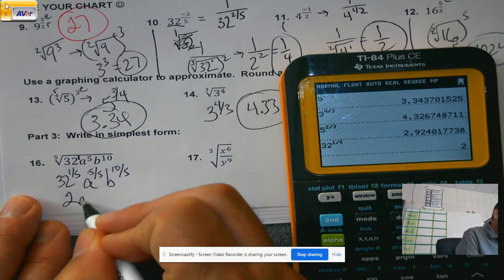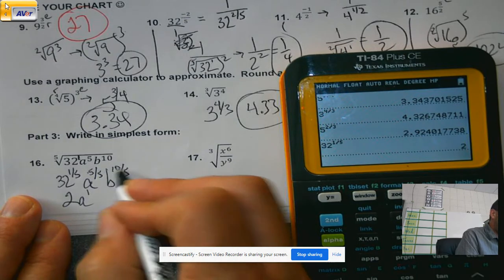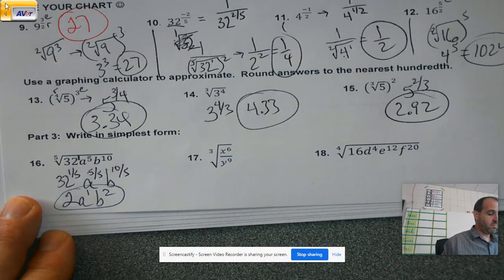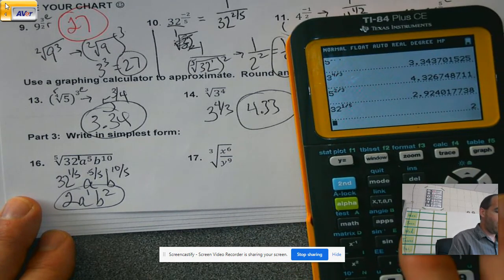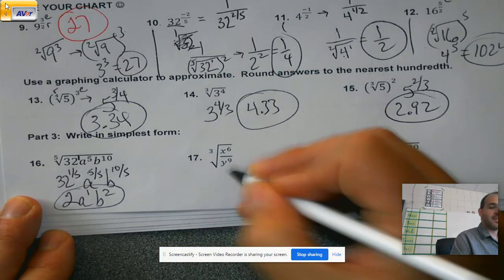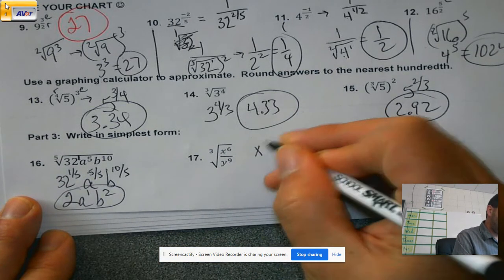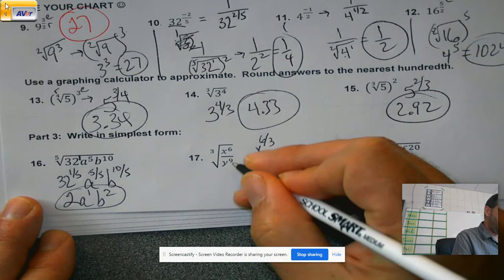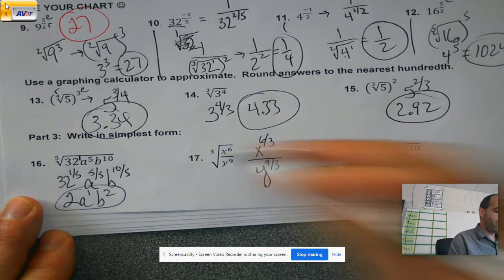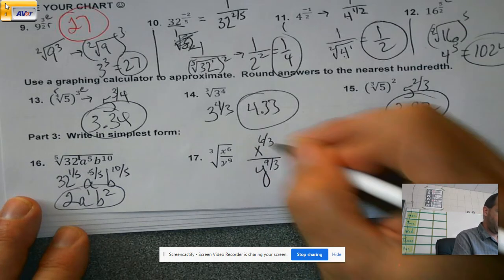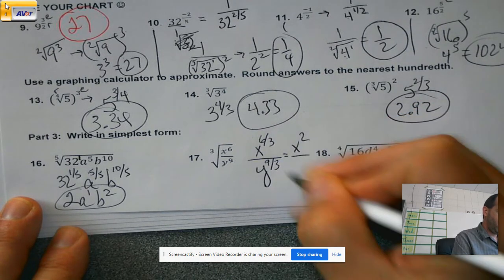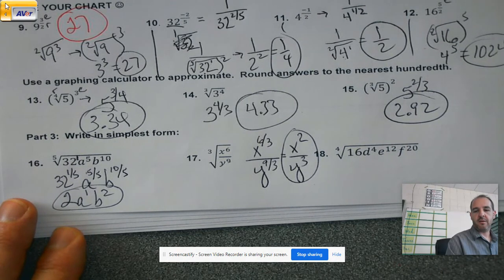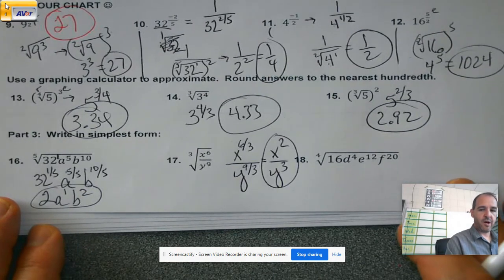5 divided by 5 is 1. 10 divided by 5 is 2. Okay, reduce. We're good to go. And just keep it going. Here with these, just because it's a fraction, don't freak out. X to the exponent over root divided by y to the exponent divided by root. And simplify. 6 divided by 3 is 2. 9 divided by 3 is 3. Happy, happy, happy. We're off and running.